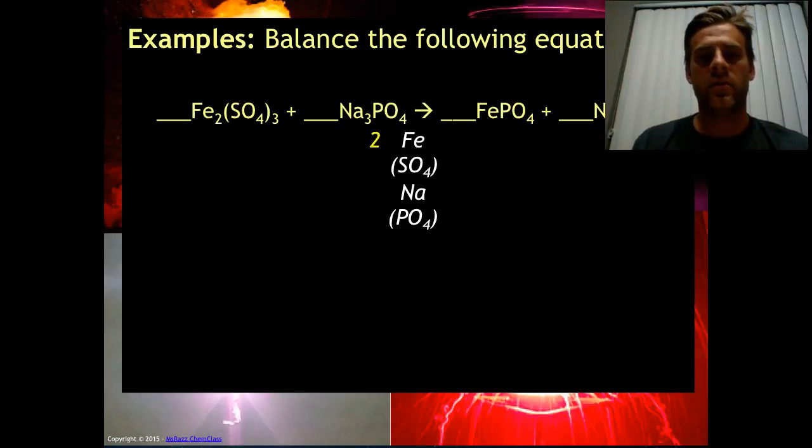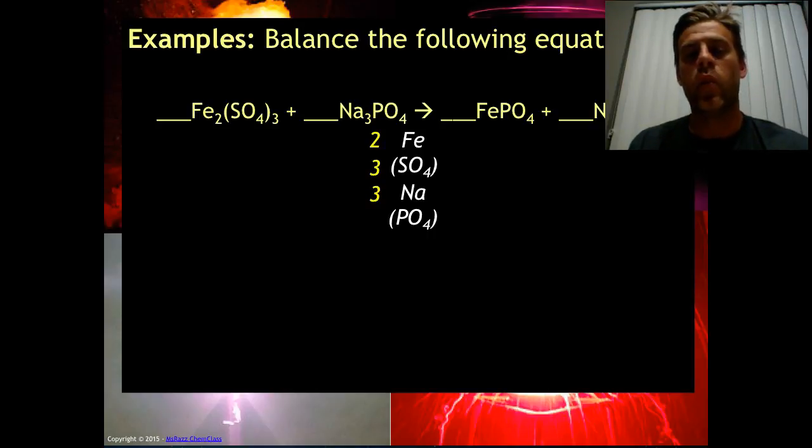How many sulfates do you have? Well, remember that little 3 that comes after the parentheses indicates how many of that polyatomic you had. So there are 3 sulfates. And I should be careful to check the other species on the reactant side. In sodium phosphate, there is no sulfate, so I don't need to worry. All right. There are 3 sodiums, and I only have 1 phosphate, because phosphate is PO4.